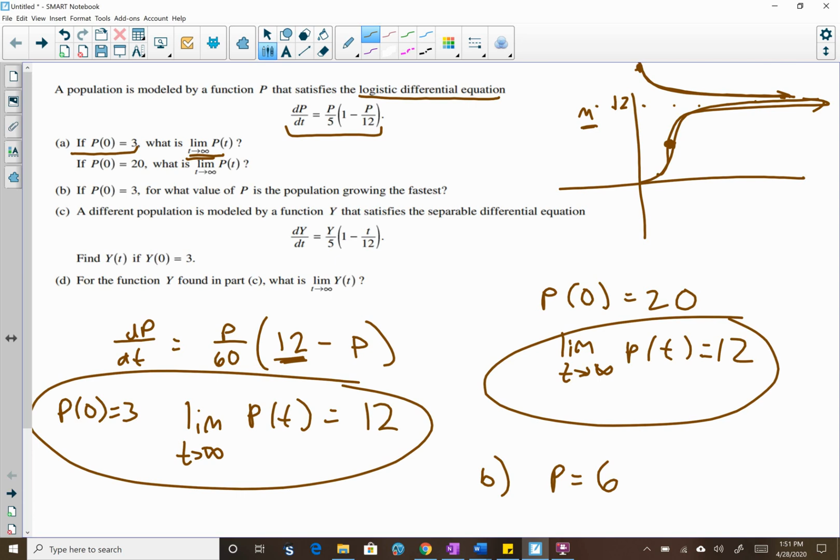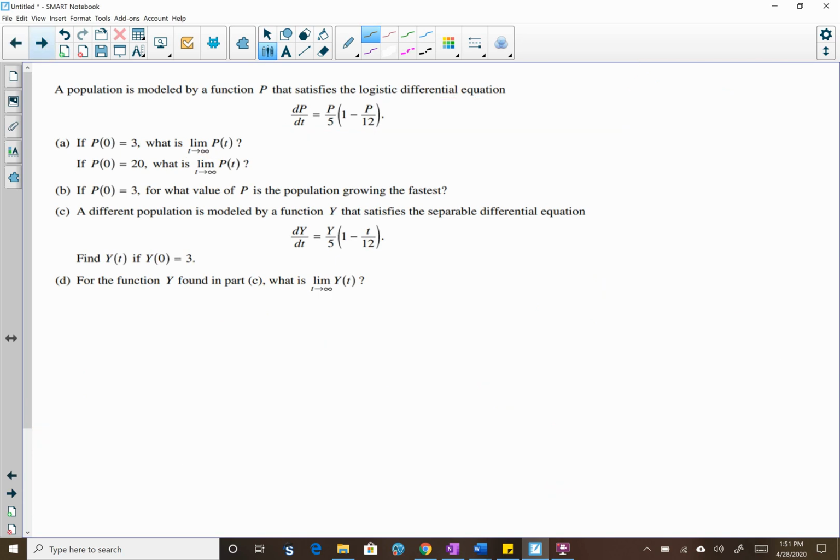1 point. Okay, part C, a different population model for Y satisfies the separable differential equation. Find Y of t if Y of 0 is 3. So we're just using separation of variables. Remember, this is your Y, even though these are capital. I don't know why they did that. So I'm going to divide by that, 1 over Y dy. And then I'm going to go ahead and distribute that. 1/5 minus t over 60 dt.